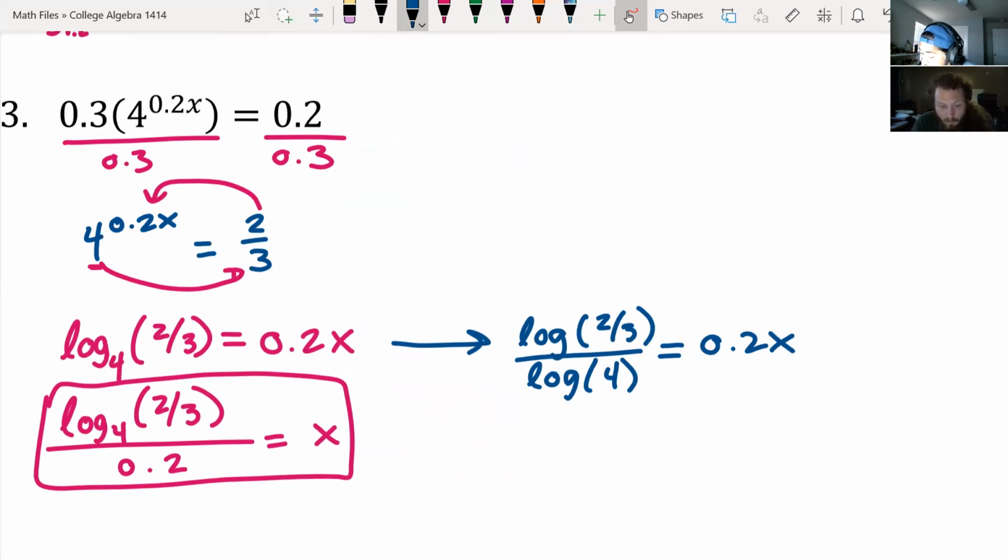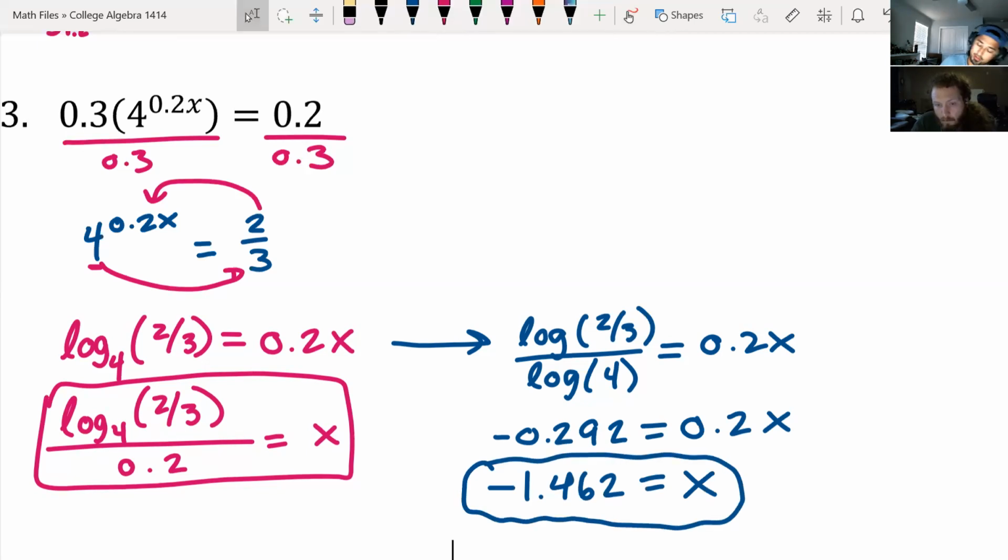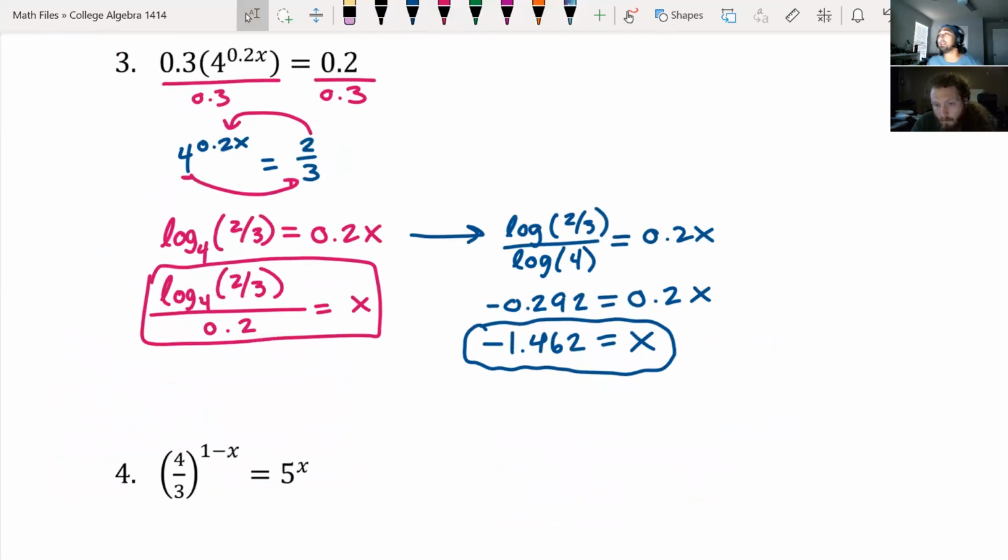I get log of 2/3 divided by log of 4, and I'd get negative 0.292 equal to 0.2x. And then I'd divide by 0.2, and we'd get negative 1.462 equals x. So that's if it's going to make you put a decimal answer. Let's hope it doesn't.